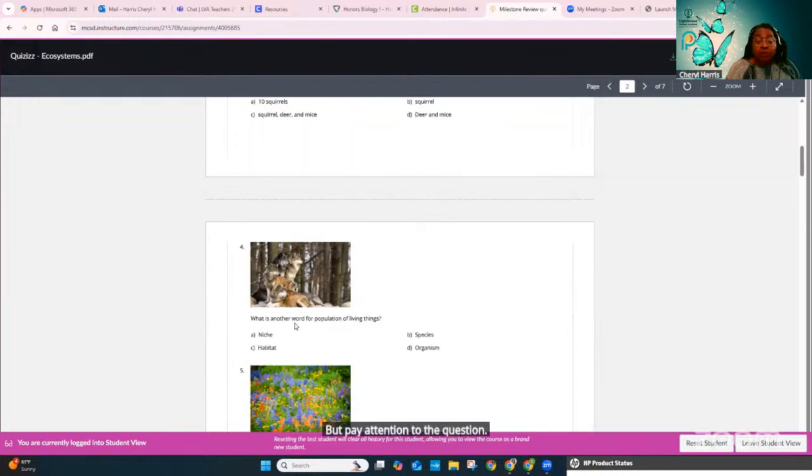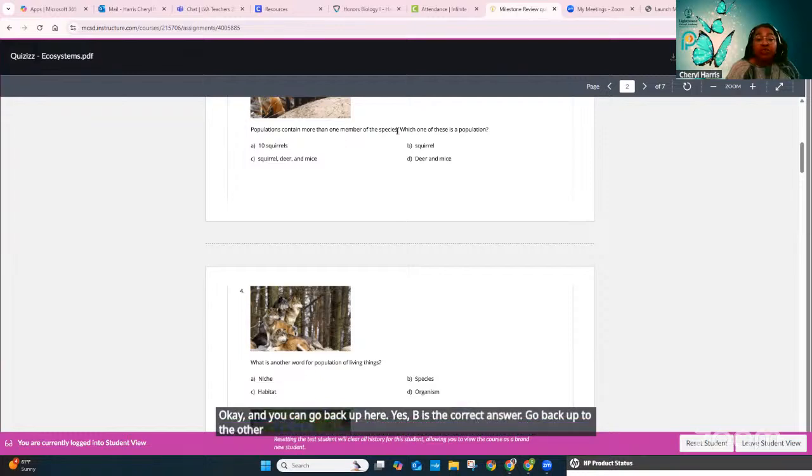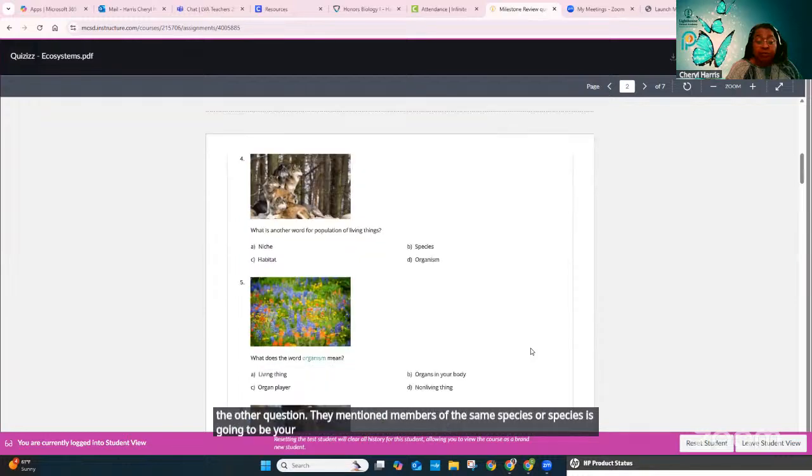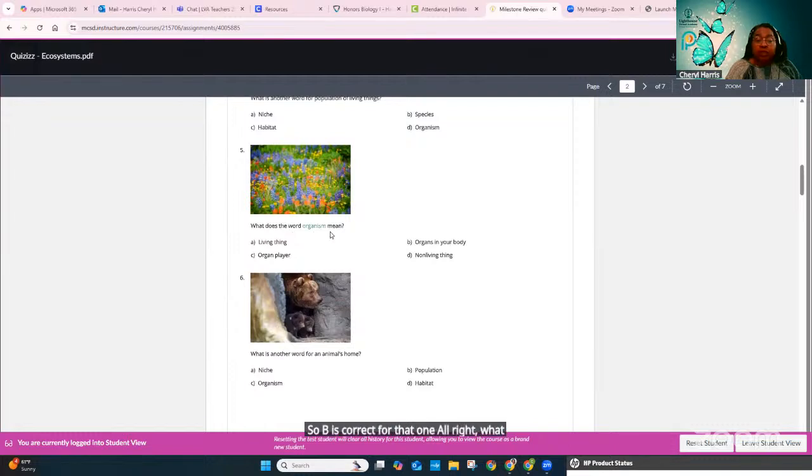All right. What is another word for a population? Okay. And you can go back up here. Yes, B is the correct answer. Go back up to the other question. They mentioned members of the same species. So species is going to be your correct answer here as well. So B is correct for that one. All right. What does the word organism mean?